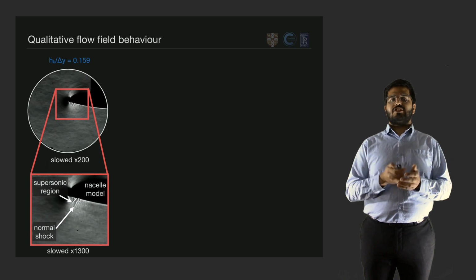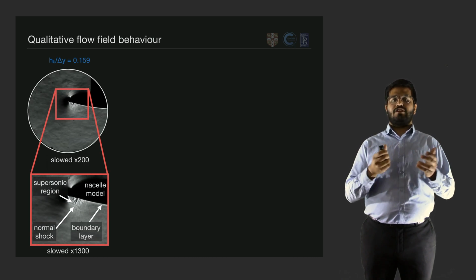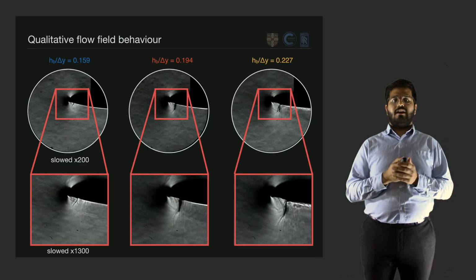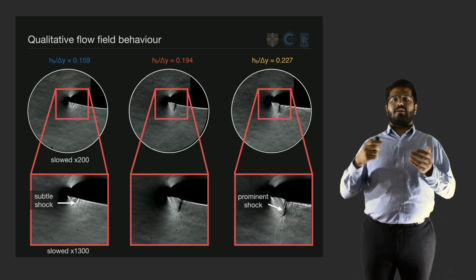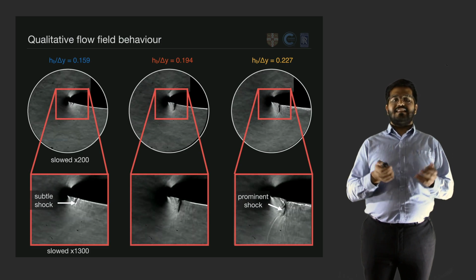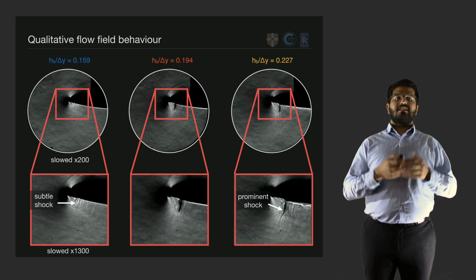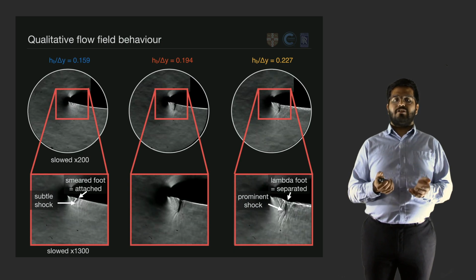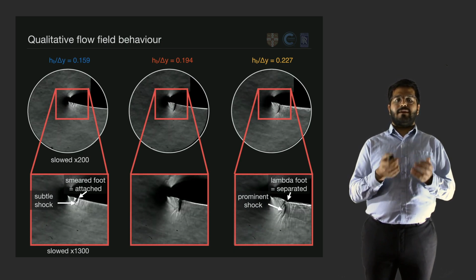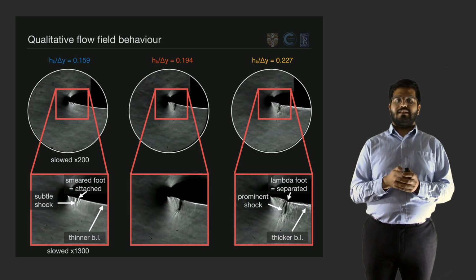And we can also visualise the boundary layer downstream of this shock wave. Now, as we move to bumps of greater heights, we can see that not only does the shock wave move further downstream, but it also becomes more prominent. We can see that we go from a smeared shock foot to a bifurcated lambda shock, which is characteristic of flow separation. And we can also see that as a result, the boundary layer downstream becomes significantly thicker.